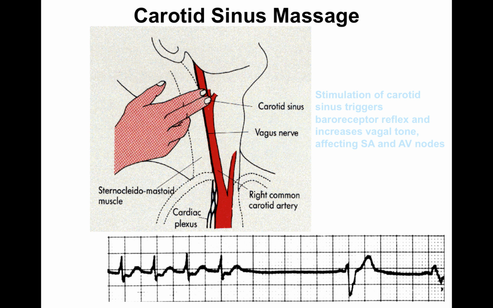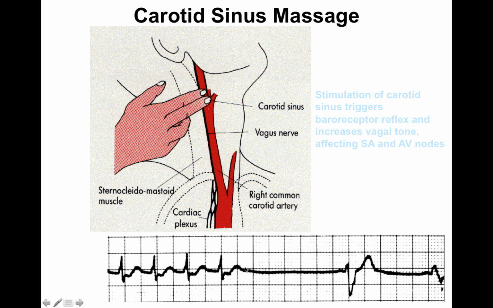This is what a carotid sinus massage looks like. Basically, you stimulate the carotid at the bifurcation. This is at the level of the temple usually, and you have to press decently hard, and this will allow baroreceptors to give a vagal feedback to the heart and potentially stop the arrhythmia.